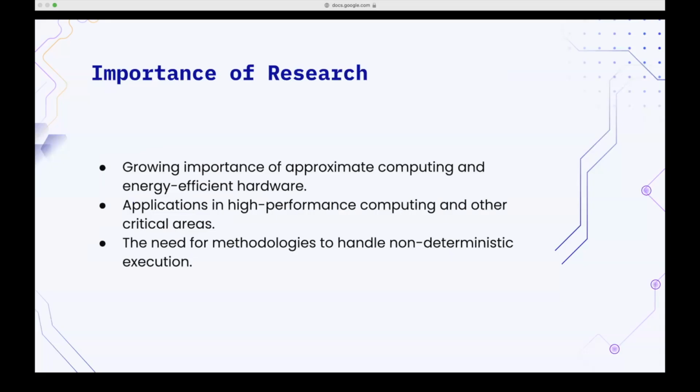The importance of this research is based on the fact that it is inevitable that energy efficient hardware will come into the picture more and more now since we're moving towards that. So there will be a sacrifice in determinism. It is also critical in high performance computing areas where even small errors can have significant consequences on the output. So there is a need to handle methodologies in non-deterministic execution and scenarios.